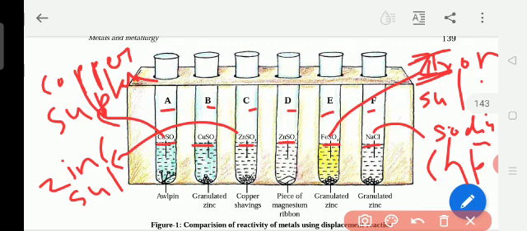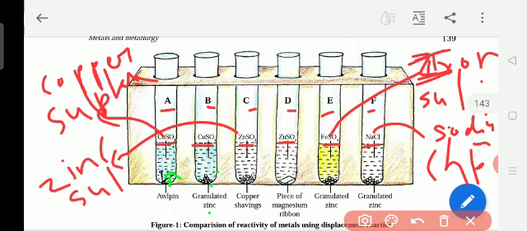So here in test tube A, what did they keep? Iron nails. In the second test tube, what did they keep? Granulated zinc, zinc granules. Granule means like small stones, that size. For keeping the road they use small black stones. Those are called granules. So that much size of the zinc.